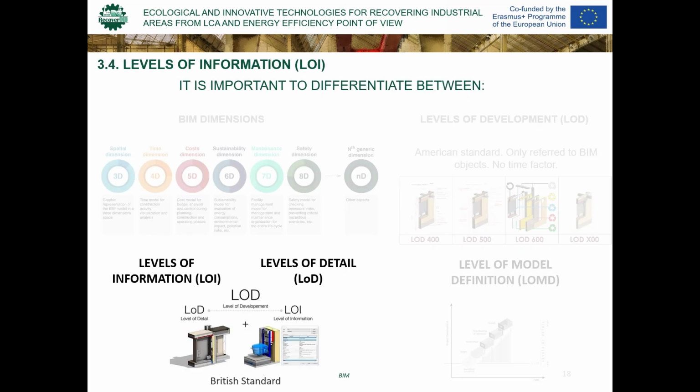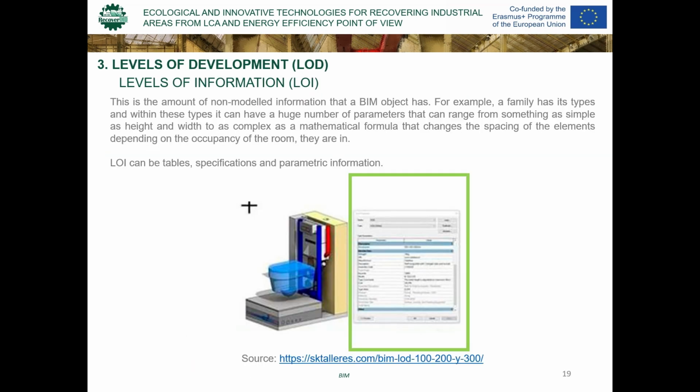Levels of information and levels of detail. This is the amount of non-modeled information that a BIM object has. For example, a family has its types, and within these types it can have a huge number of parameters that can range from something as simple as height and width to as complex as a mathematical formula that changes the spacing of the elements depending on the occupancy of the room they are in. LOI can be tables, specifications and parametric information.